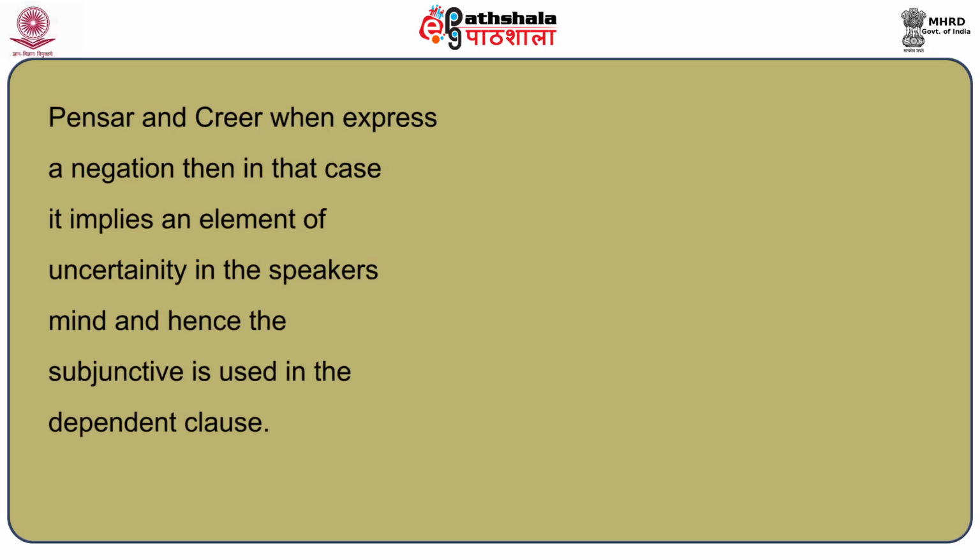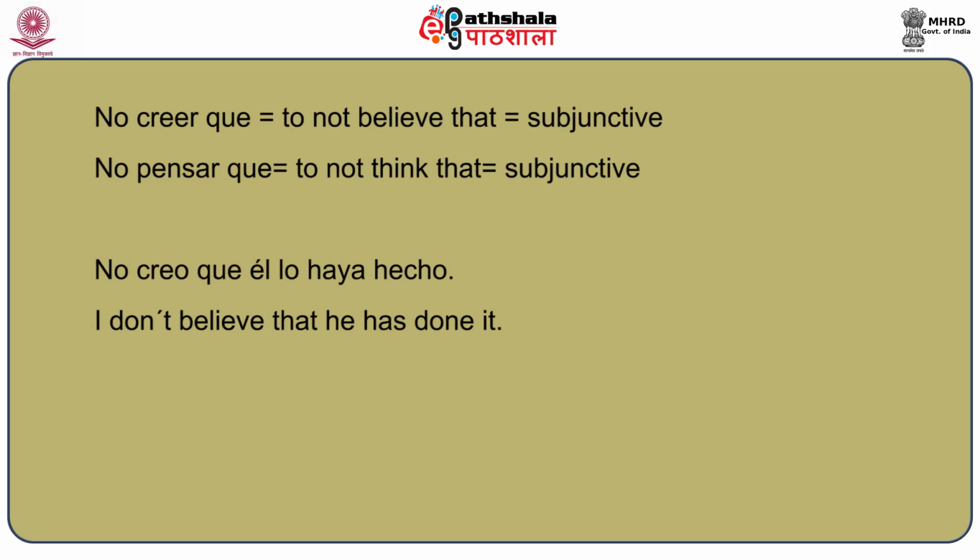Pensar and creer, when they express a negation, imply an element of uncertainty in the speaker's mind, and hence the subjunctive is used in the dependent clause. No creer que is the same as to not believe that and will require the subjunctive, like no pensar que, which means to not think that, will require the subjunctive in the dependent clause. No creo que él lo haya hecho. I don't believe that he has done it.